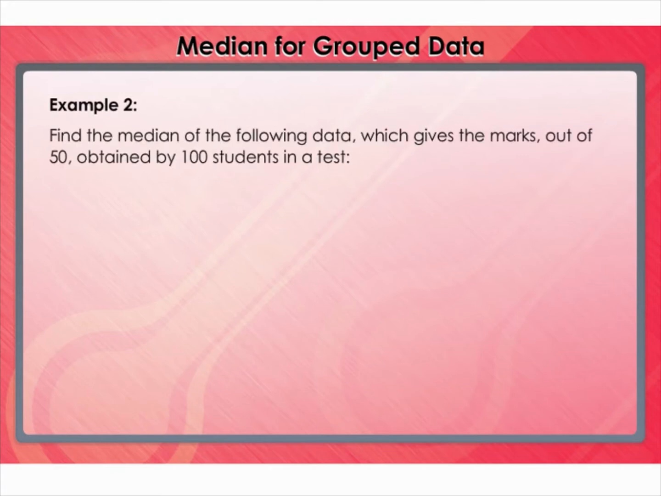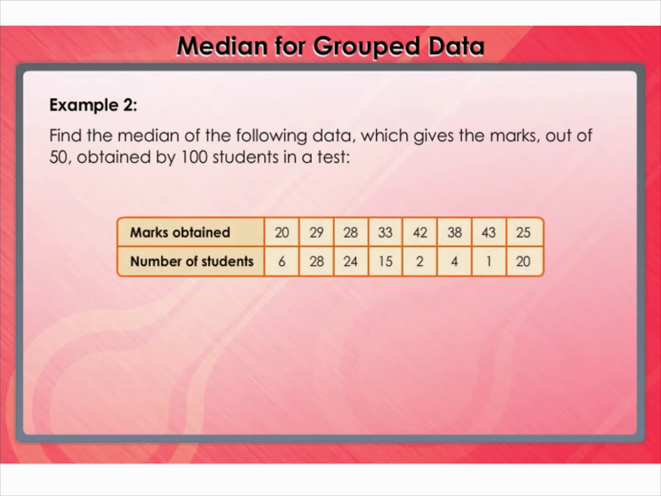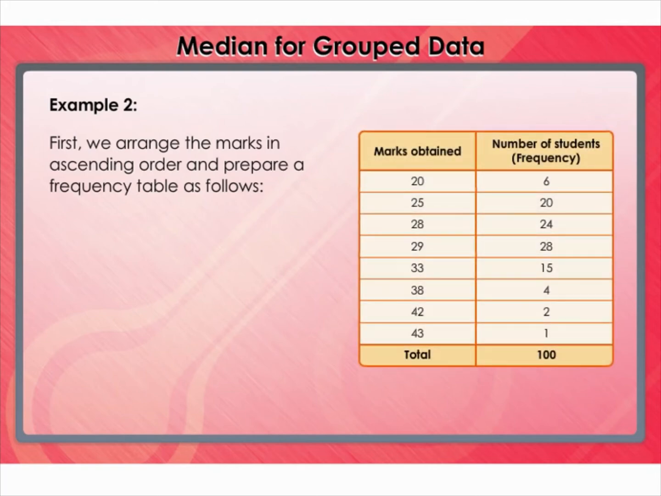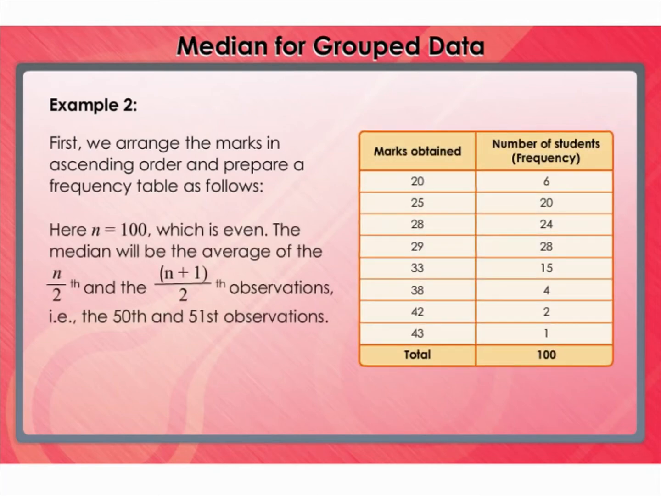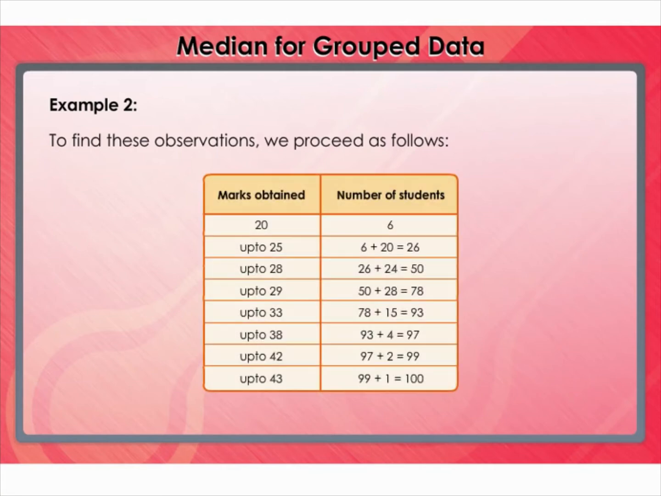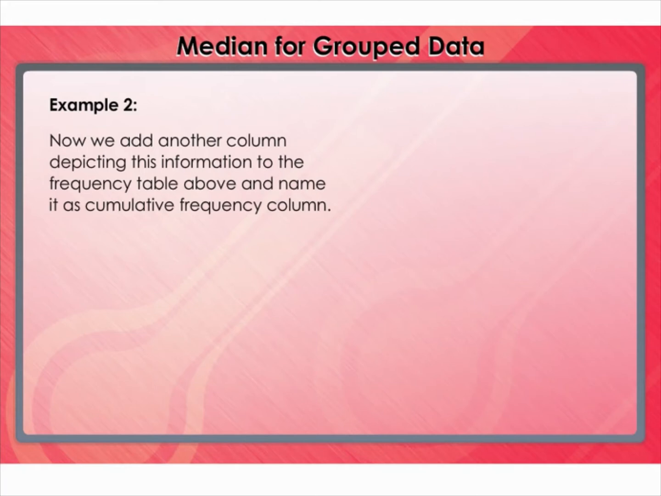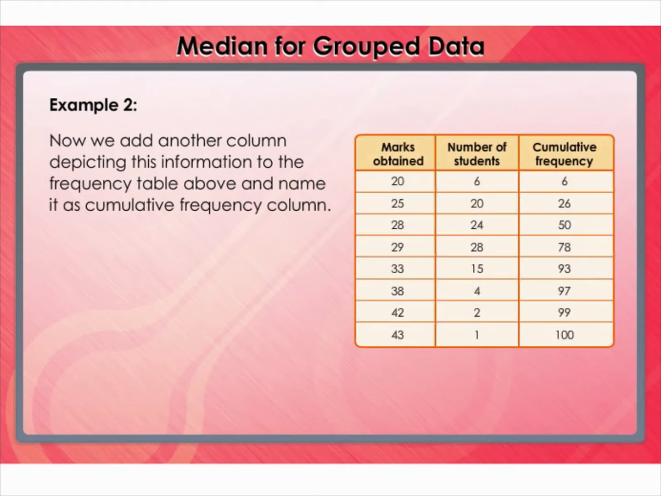Find the median of the following data which gives the marks out of 50 obtained by 100 students in a test. First, we arrange the marks in ascending order and prepare a frequency table as follows. Here n is equal to 100, which is even. The median will be the average of the n by 2th and the n plus 1 by 2th observations, that is the 50th and the 51st observations. To find these observations, we proceed as follows. Now we add another column depicting this information to the frequency table above and name it as cumulative frequency column.